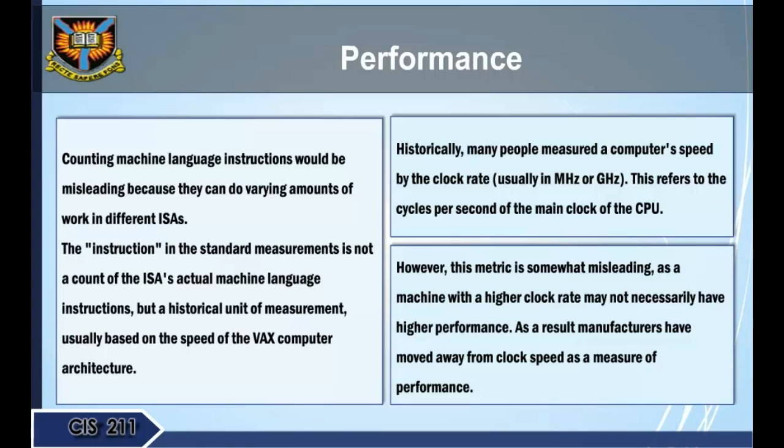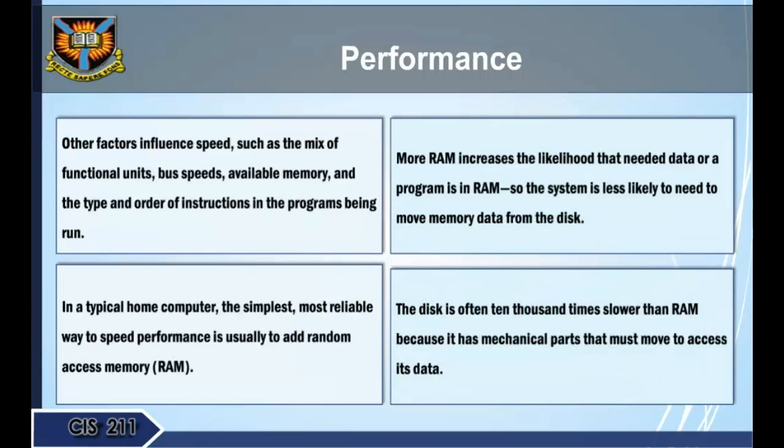Historically, many people measured a computer's speed by the clock rate, usually in megahertz or gigahertz. This refers to the cycles per second of the main clock of the CPU. However, this metric is somewhat misleading, as a machine with a higher clock rate may not necessarily have higher performance. As a result, manufacturers have moved away from clock speed as a measure of performance. Other factors influence speed, such as the mix of functional units, bus speed, available memory, and the type and order of instructions in the programs being run.